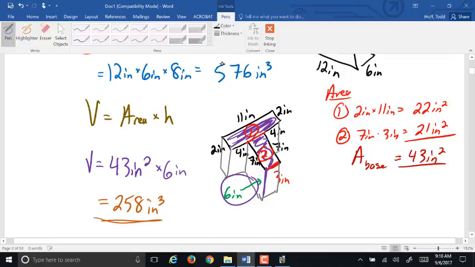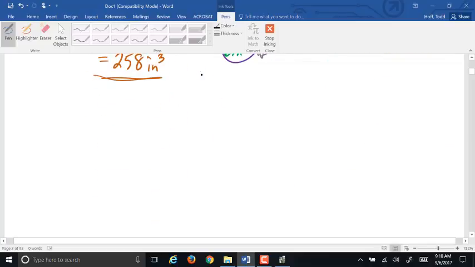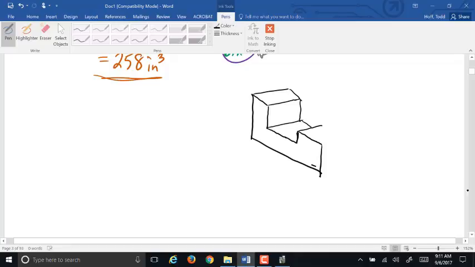One more example. The base is not always the top or bottom. Sometimes the base can be the side. Let me give you an example where a base is the side. That didn't work very well. Let me try that a little bit more. There.